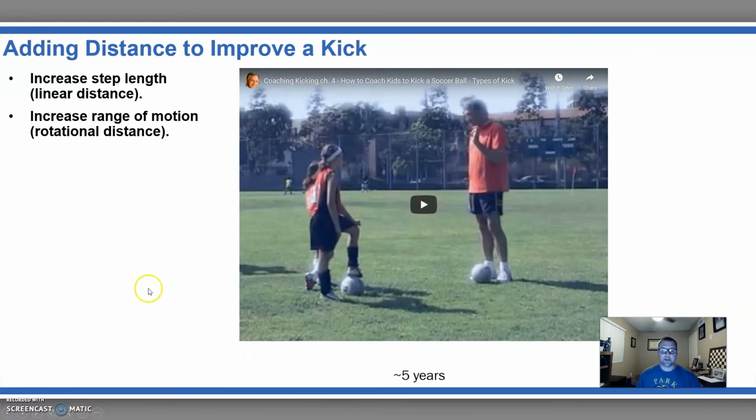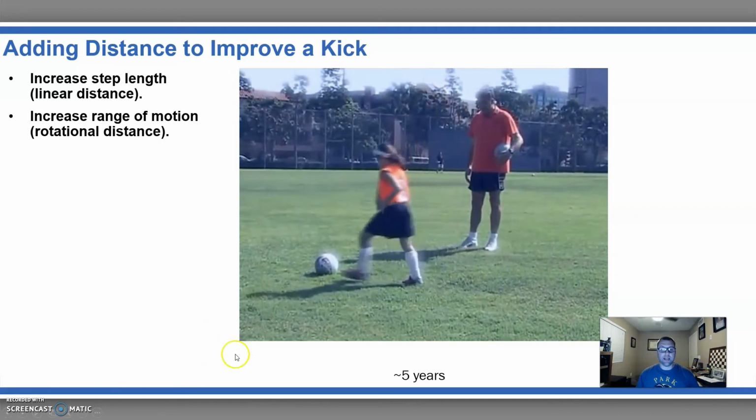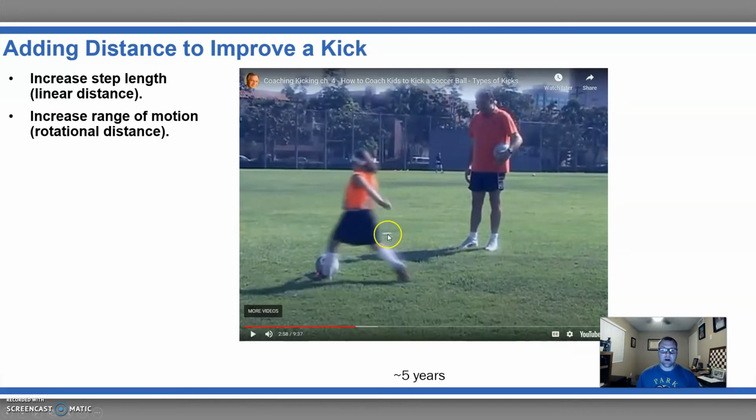So if we look at this here, you see how the girl gets extension on her leg. You can see how she is extending her back leg or kicking leg so that she gains more distance away from the ball so she can develop or bring about more momentum and more force onto the ball. This here is going to cause her to have a greater force and a longer kick.